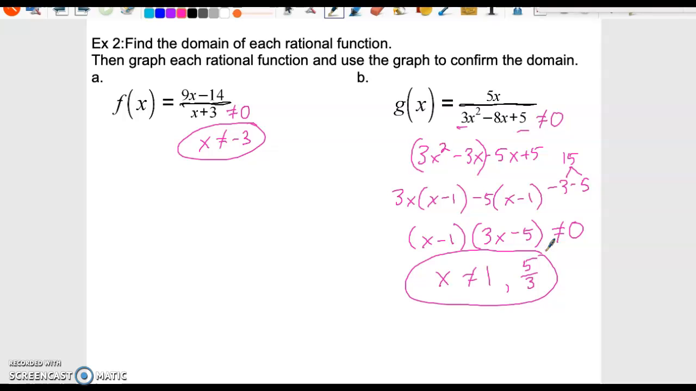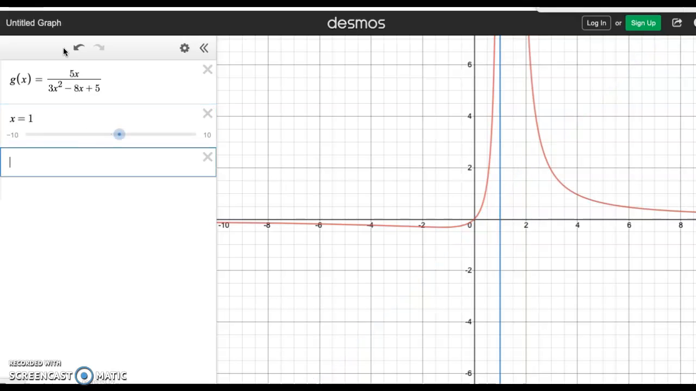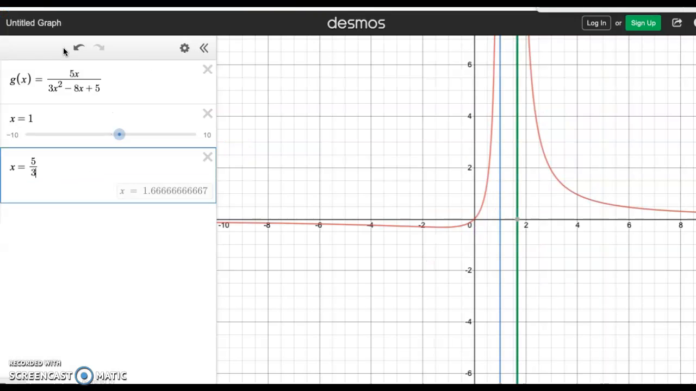So as I mentioned, I'm going to go to a graphing calculator. So I'm going to pull up Desmos. All right, so I'm just pulling up the g of x because that's the most recent one that we did. And I'm also going to write in the answers that we got. X equals 1 and x equals 5/3. And what you should notice is that I have two vertical lines. I have a blue one at 1 and this one at 5/3, 1.6 repeating.